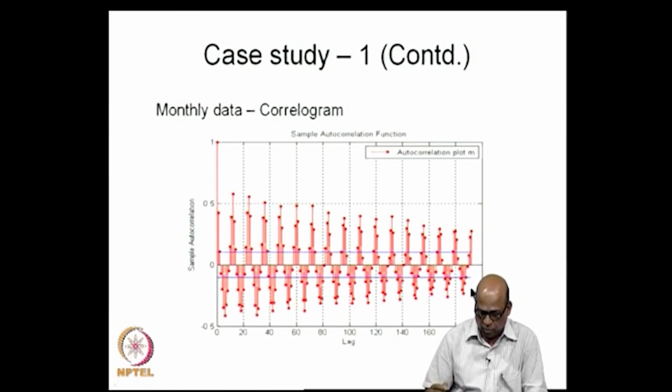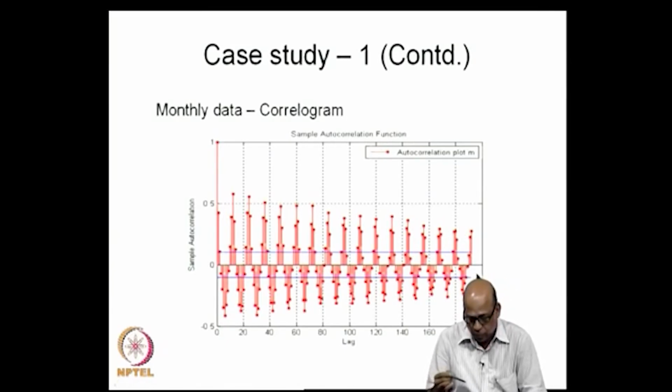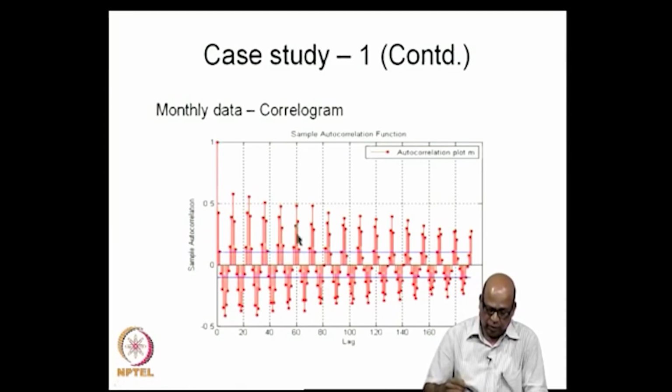We are going up to about 195 or something, some lag. There is a slow decay of the correlations. These bounds are again the significance bounds, the 95% significance bounds, and most of the correlations are significant, as you can see. Now, this typically indicates that there is a periodicity present in the data.